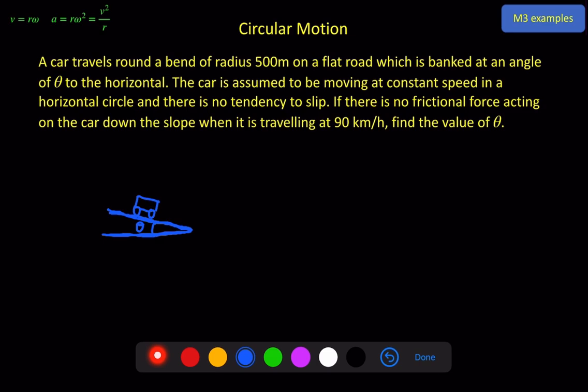And it's going around a bend, and the radius here, from here to the center of the circle, is 500 meters. The car is assumed to be moving at constant speed, so that's v, constant v, in a horizontal circle, and there is no tendency to slip. If there is no frictional force acting on the car down the slope when it is traveling at 90 kilometers an hour, find the value of theta. A few things to notice here. There is no frictional force acting. That's very nice. So it's a fairly simple setup.